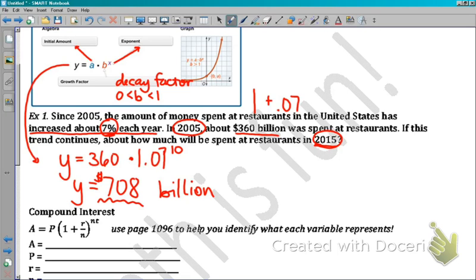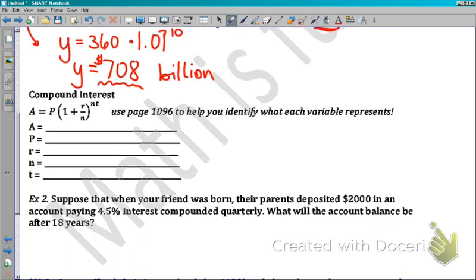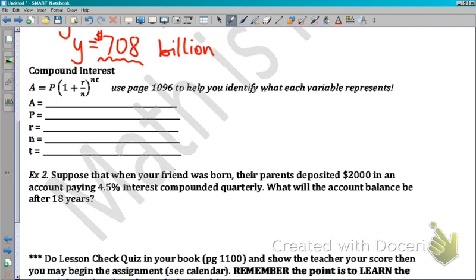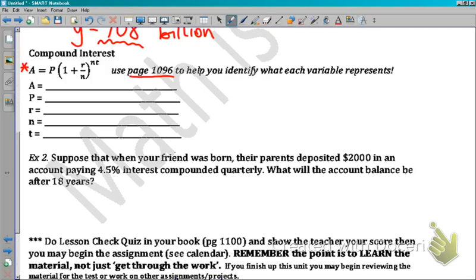Okay, part B is something called compound interest. Here is the formula for compound interest: A equals P times 1 plus r over n to the nt power. What I'd like you to do is turn to page 1096 in your book, and you can just maybe write that off to the side. 1096. Oh, it's on your paper. And tell me what all of those variables mean. Once you get all of those filled out, then you'll be able to do example number 2.